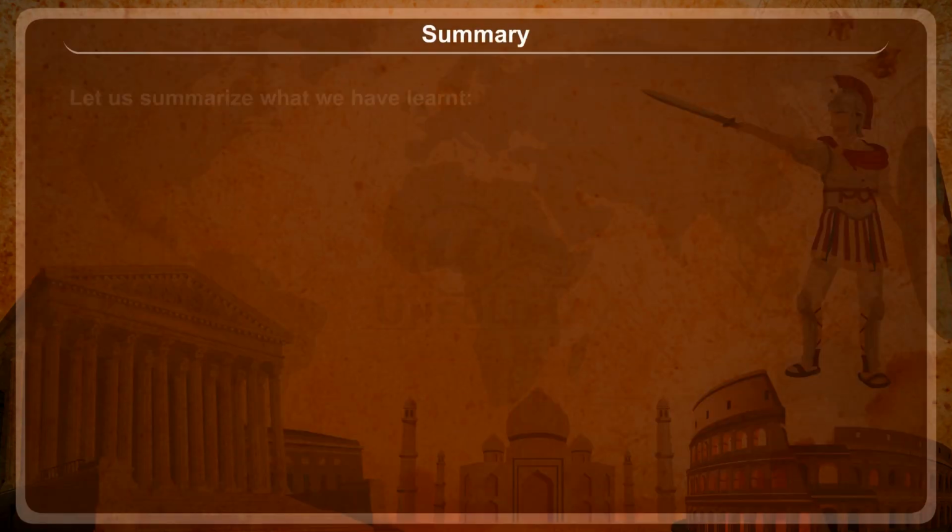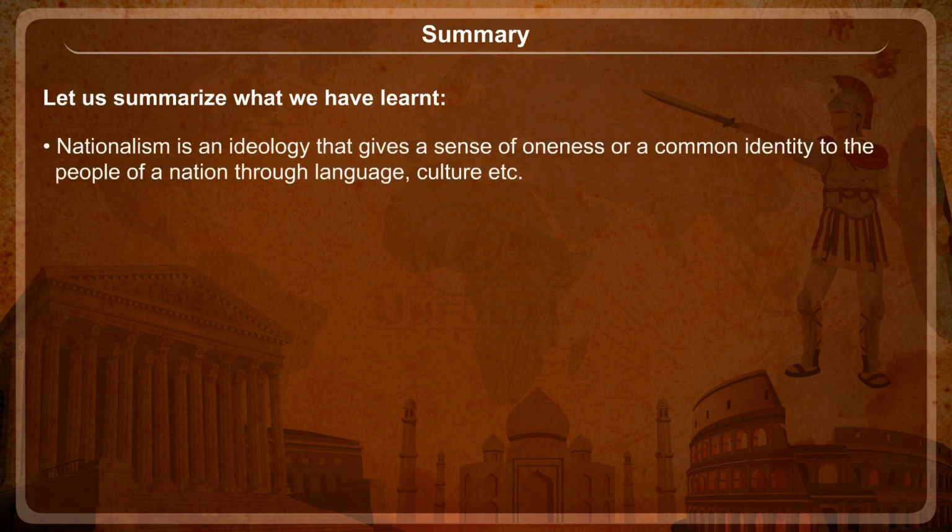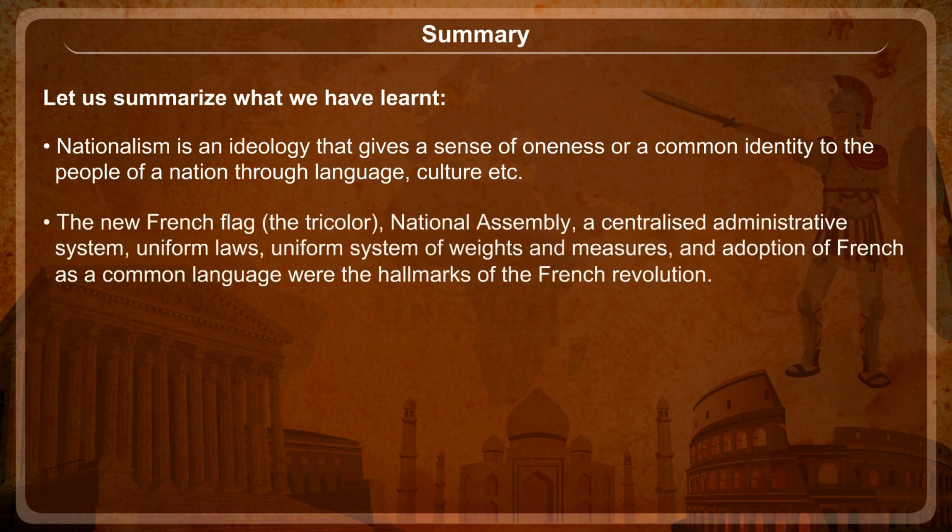Summary. Let us summarize what we have learned. Nationalism is an ideology that gives a sense of oneness or a common identity to the people of a nation through language, culture, etc. The new French flag, the tricolour, National Assembly, a centralized administrative system, uniform laws, uniform system of weights and measures, and adoption of French as a common language were the hallmarks of the French Revolution.